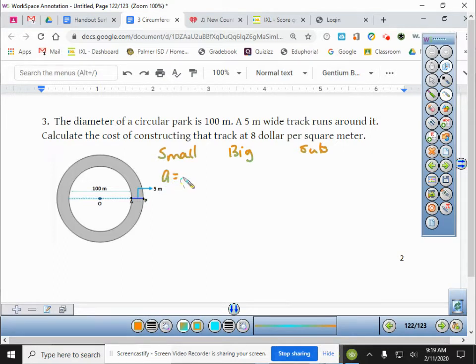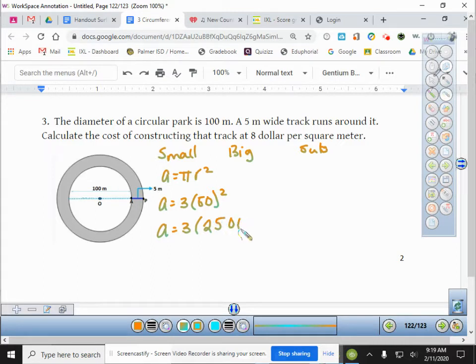Formula: area equals pi r squared. What is the radius of the small? 50. Good. And 50 squared? 2,500. There you go. And 3 times 2,500? 7,500. Good. Now the big one.